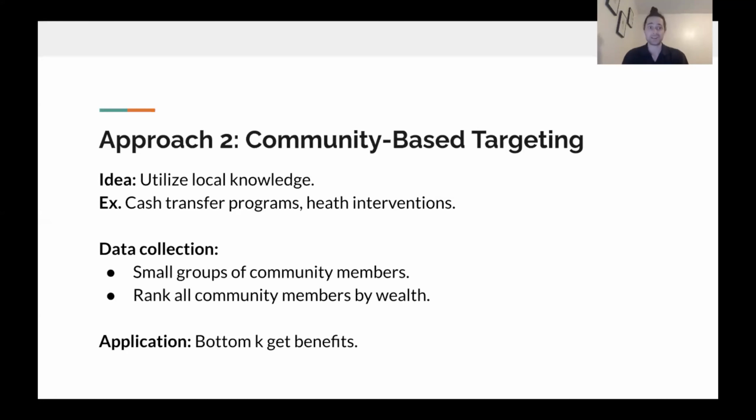The data collection step will involve going into a village or going into a part of a town possibly, and collecting a group of community members, maybe 5. And then you're going to ask this community member group, who is the poorest in your community? Or more specifically, you're going to have them rank the wealth of every single member of their community. And then the lowest ranked people are going to get the benefits because they are maybe the most poor.